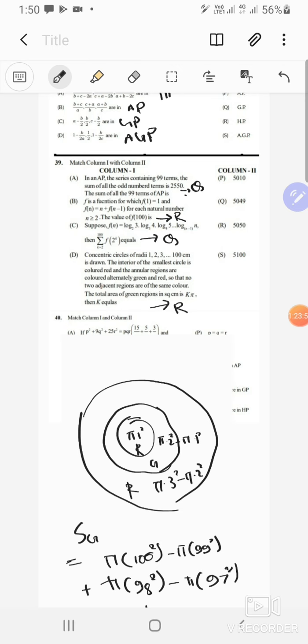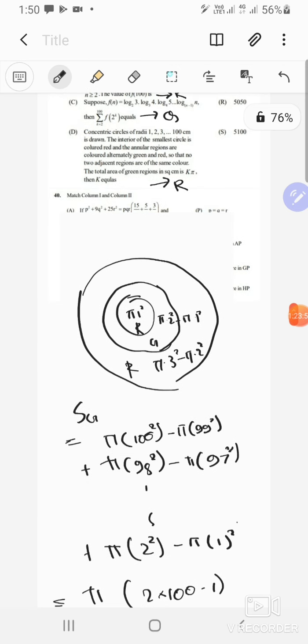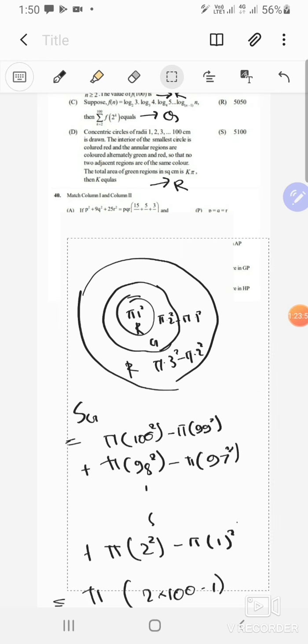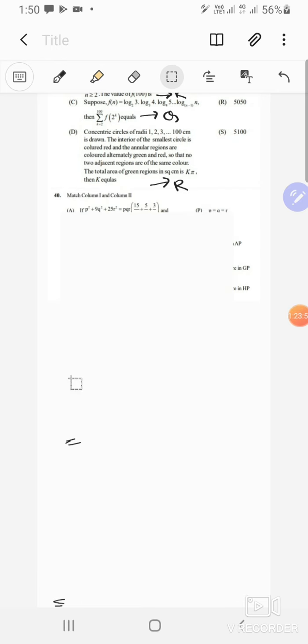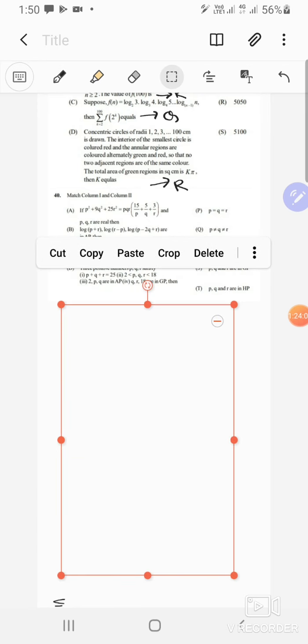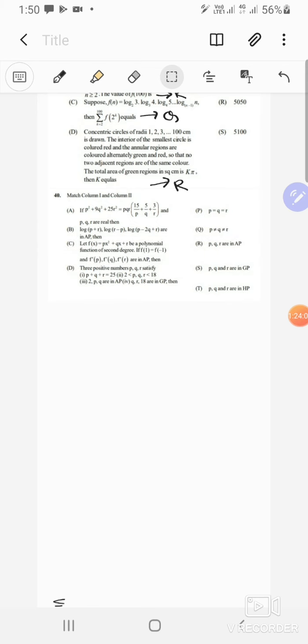And k pi equals, well, whatever, it's going to go to the next question. So match the column 1 and column 2. Okay, so let's go to the next question, which says that, well, we don't need that anymore. So this says that if p squared plus 9q squared plus 25r squared equals pqr into this thing, and pqr are real, then no problem. I think I've done this in class, yes.